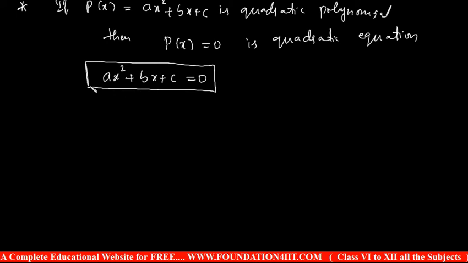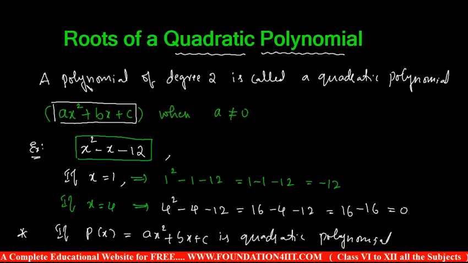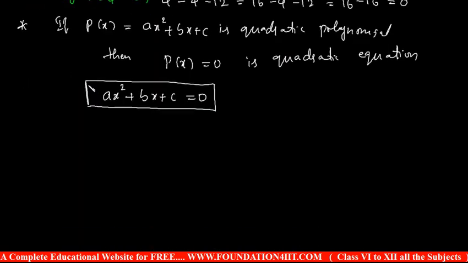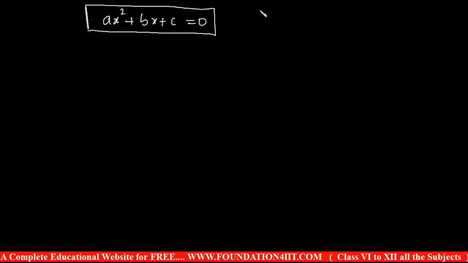So all the topics from this chapter, we'll discuss based on this general form. Here the condition is a is not equal to 0, only a. If b is 0 or c is 0 also, there is highest power 2. It's nothing but a quadratic equation. Similarly, to find out the roots of this quadratic equation, let us see the quadratic equation roots.